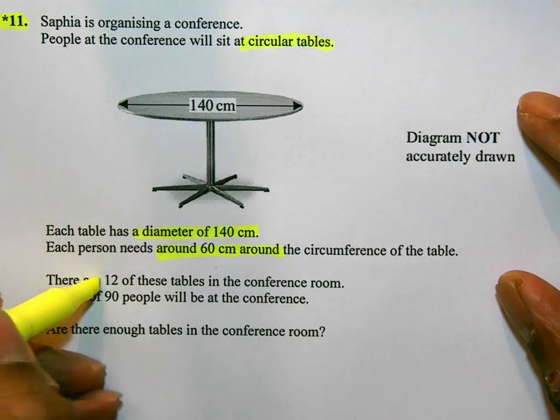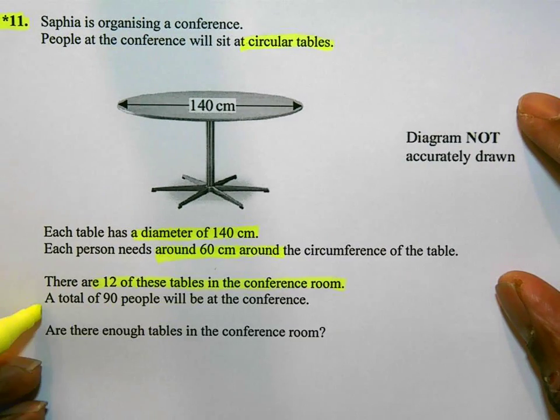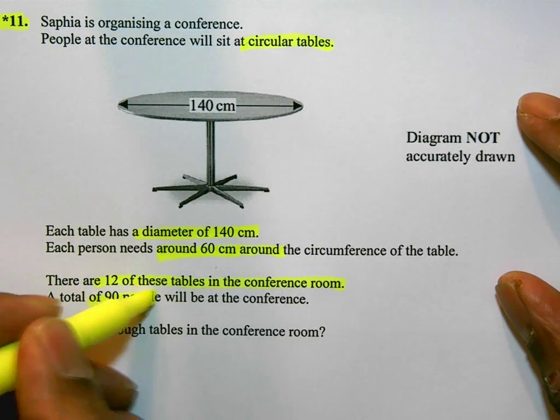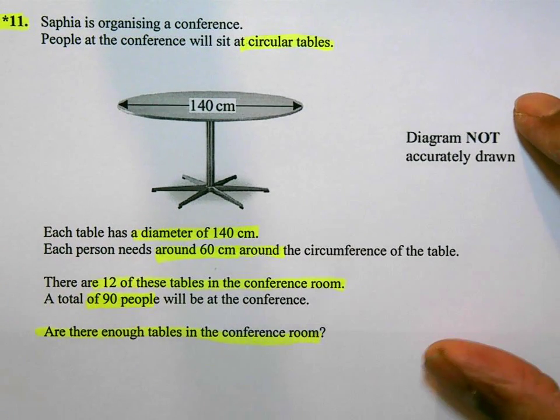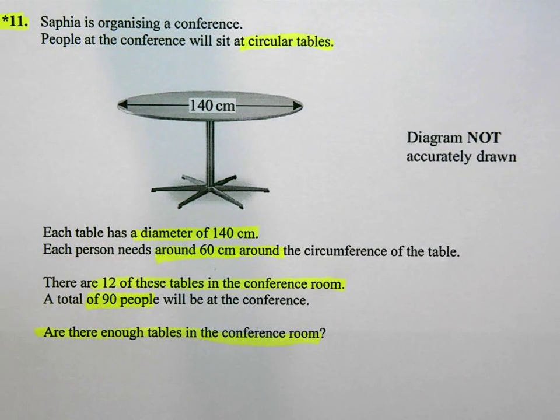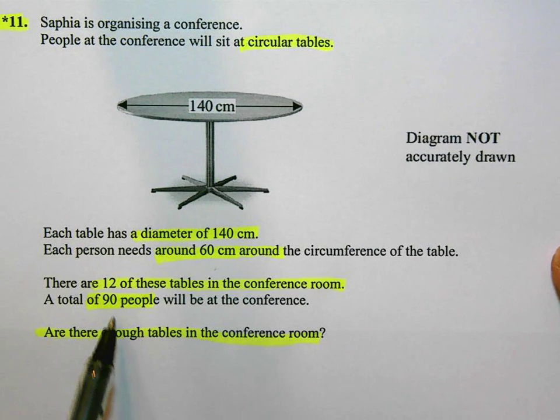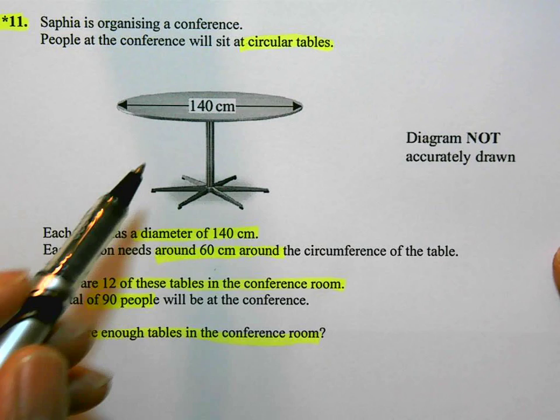There are 12 of these tables in the conference room. A total of 90 people will be at the conference. Are there enough tables in the conference room? So the question wants us to determine whether there are enough tables. At the end, we need to say, yes, there are enough tables, or no, there are not enough tables for these 90 people. So we need to use the information that they have.